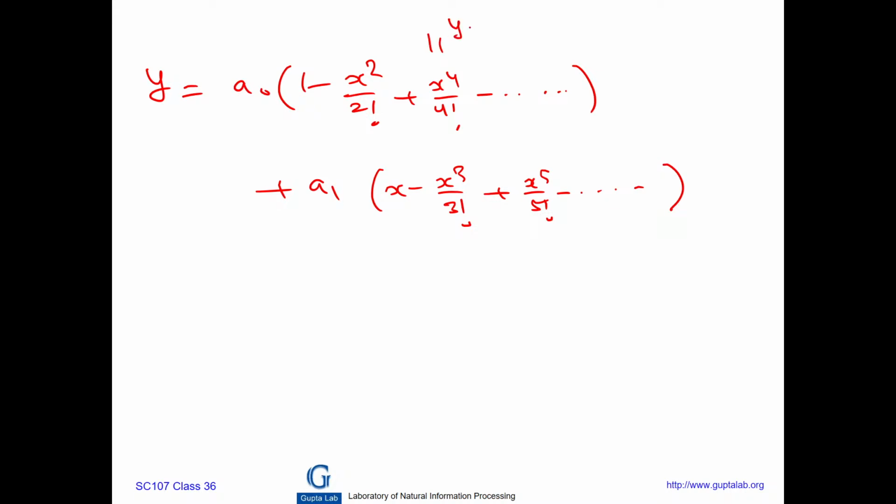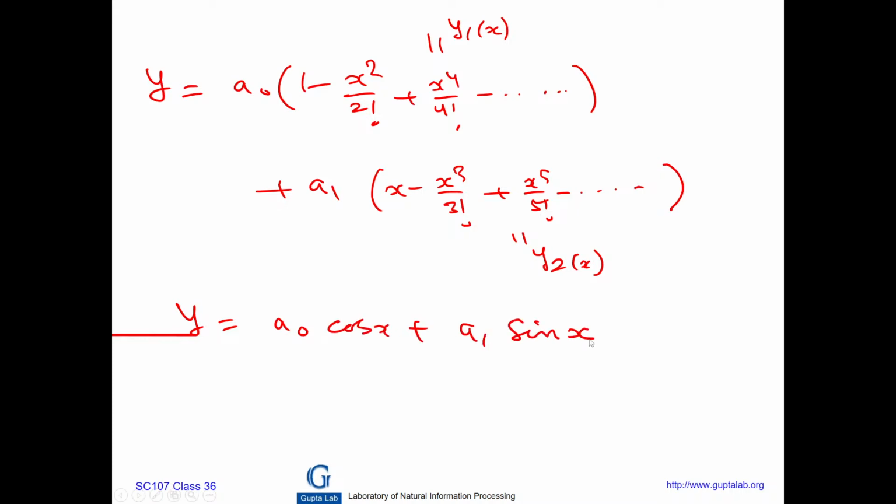So this could be y1 of x, this could be y2 of x, and both are series which are convergent. So convergence is very, very important. You need to check, right? अगर convergent नहीं होगी series तो solution होगा ही नहीं, right? So the solution is valid only for the values of x where the series is convergent. It is convergent for every x here, no issue. So y is nothing but a0 times cos x plus a1 times sin x. Okay, so like that you can solve.